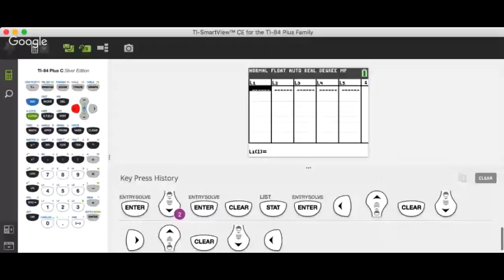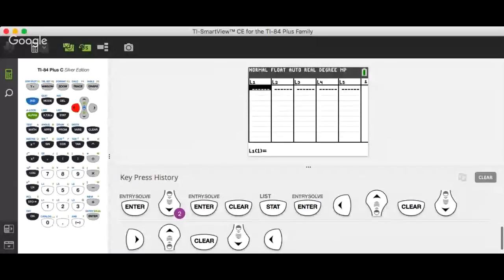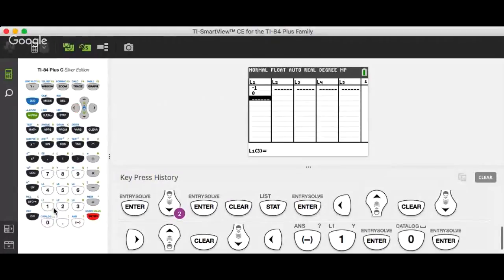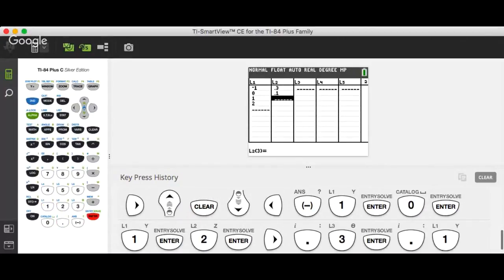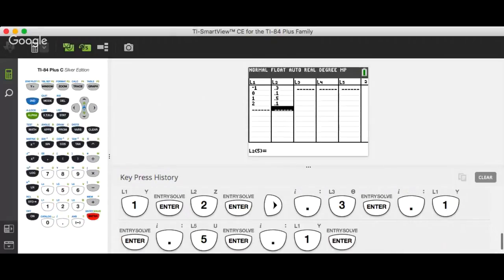As we plug this in, we're going to put -1, 0, 1, and 2 in for L1, and then plug in the probabilities. Remember the corresponding probabilities go with it, so 0.3, 0.1, 0.5, and 0.1, okay?